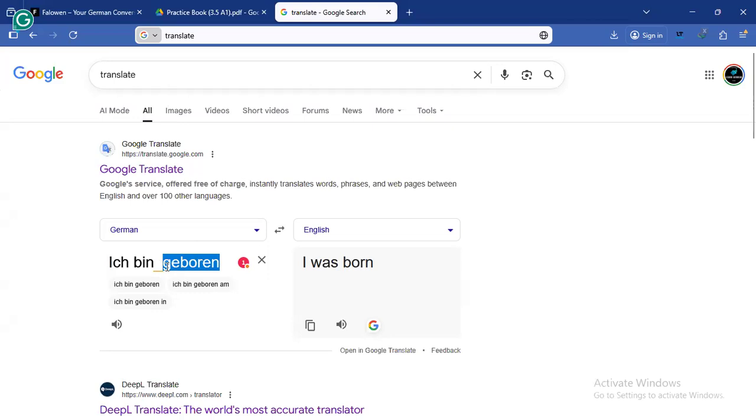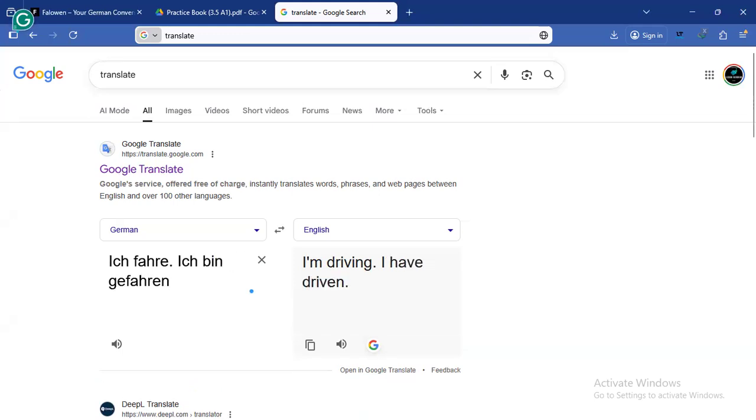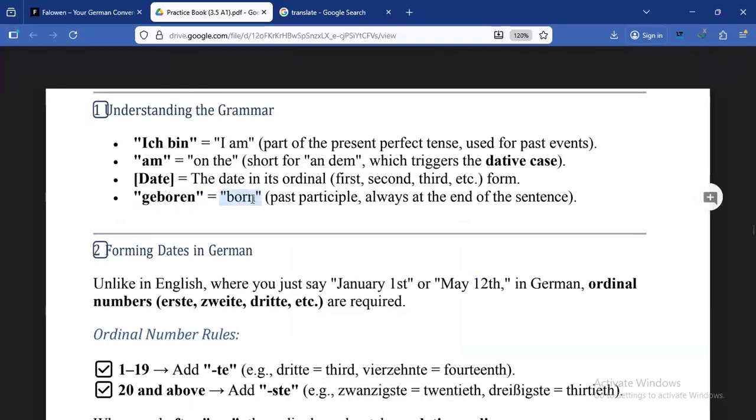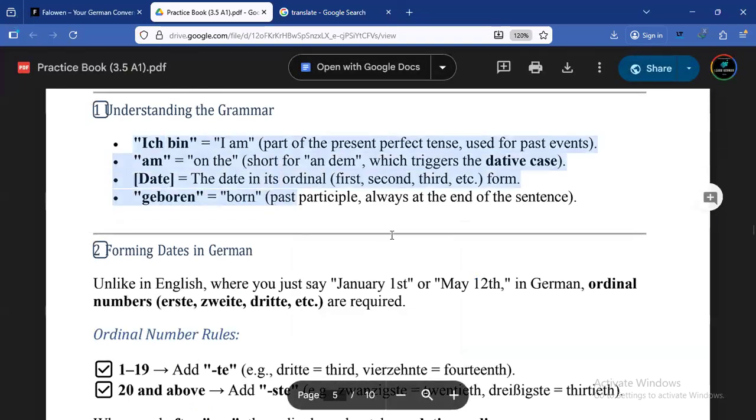So maybe when you want to say that I drove, right? It's going to be ich bin. Fahren is to drive, that is ich fahre. But the past tense is going to be ich bin gefahren. That implies that I drove. So forming past tense in German, we add ge to the main verb. That's why this geboren here means born, and it changes the whole phrase to mean that I was born, not I am born.